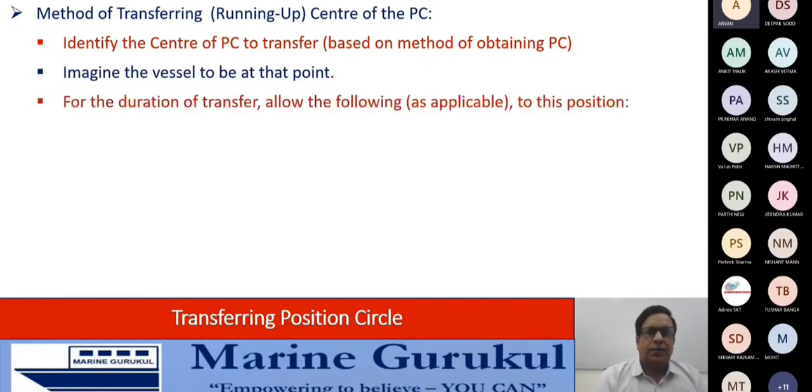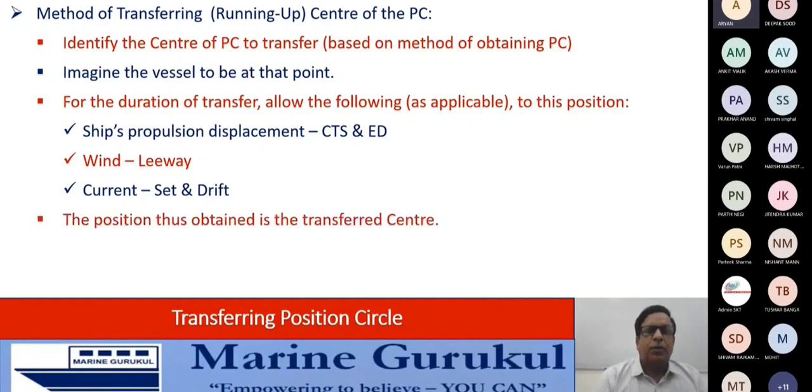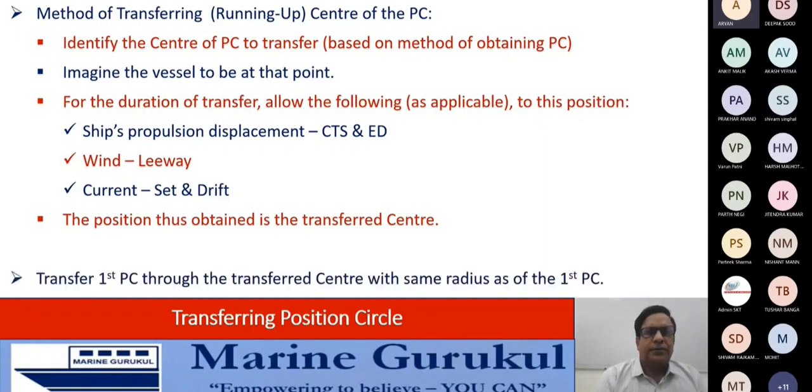For the duration of transfer, allow the following as applicable to this particular position, that is the center. Ship's propulsion displacement, comprising of the course she steered and the engine distance she covered during the interval. Wind allowed for through its leeway, and current allowed through its set and drift. The position thus obtained is the transferred center. Now, with this transferred center as the center of the circle and same radius as the radius of the PC to be transferred, we draw the transferred position circle.